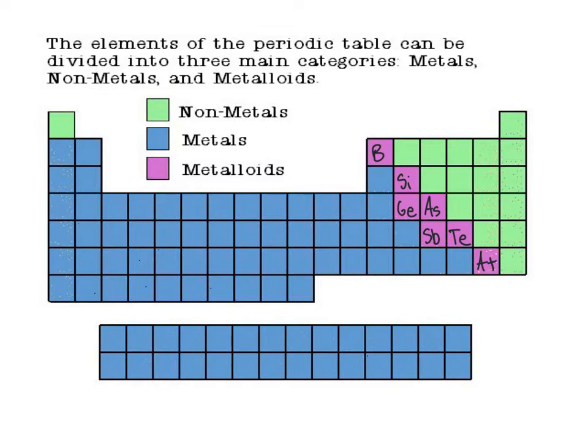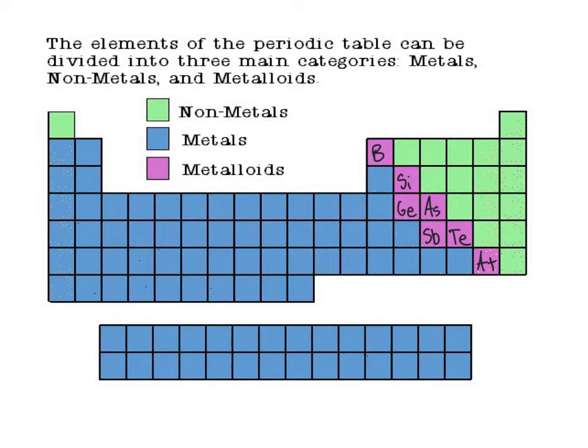The area highlighted here in blue, these are the metals. Metals make up the majority of the elements on the periodic table, so most of the elements found on Earth are metals. The green makes up the nonmetals, and then the purple pink color here, these are my metalloids. On your own periodic table, I would recommend shading or coloring in these different regions.